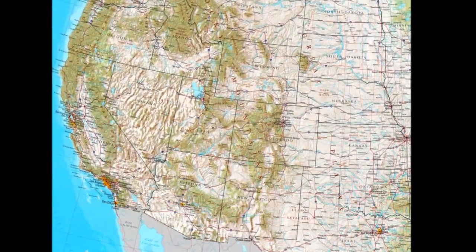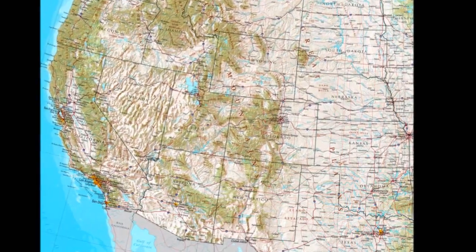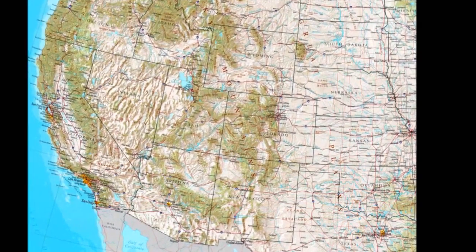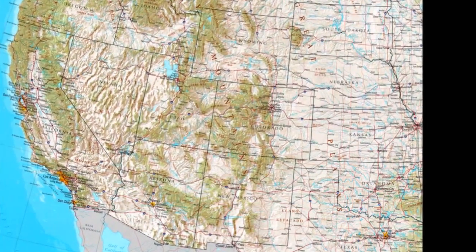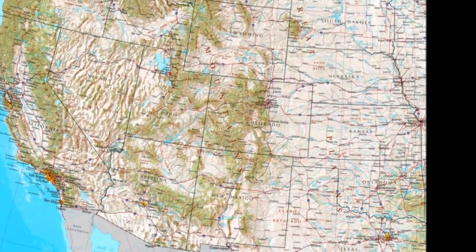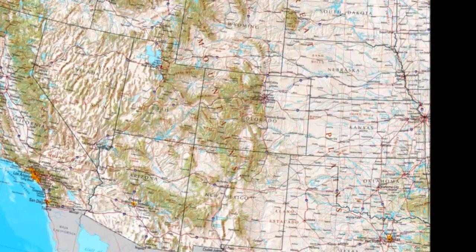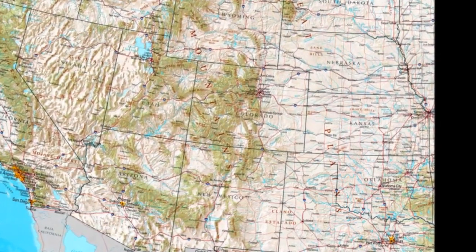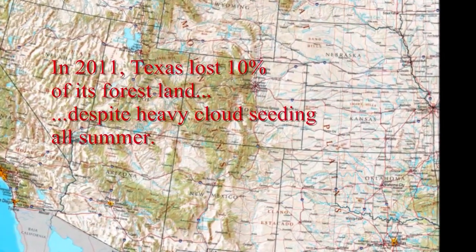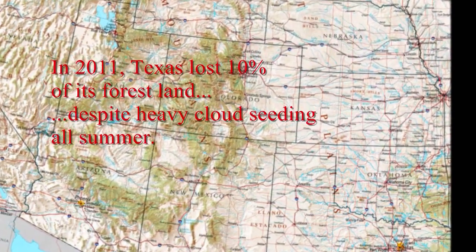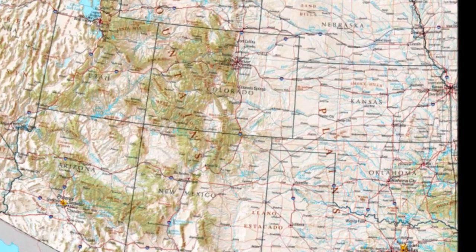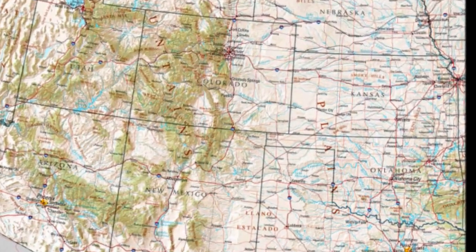There's a limit to how much water can be extracted from the sky by enhancing and creating rain clouds. With no rules about who owns the sky rivers, when California, Nevada, Utah, Arizona, New Mexico, and Colorado use cloud seeding to extract all the moisture from the air, what happens to Texas? In 2011 alone, the state of Texas lost approximately 500 million bees and 10% of its forest land due to drought, despite intense cloud seeding activity.